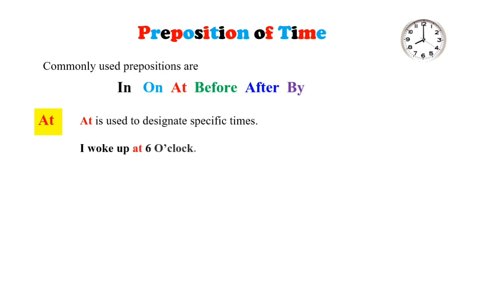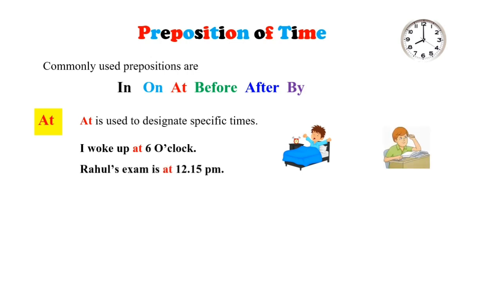Here you can see some examples. I woke up at 6 o'clock. When I just woke up, I saw my watch and it was just 6 o'clock. So I can say I woke up at 6 o'clock. Rahul's exam is at 12:15 p.m. That means the exam starts at 12:15 p.m. sharply. There should not be any delay, not before 12:15 or after 12:15. It is exactly 12:15 p.m.